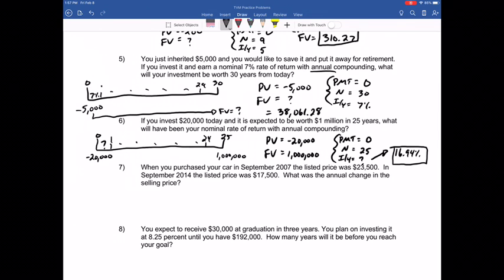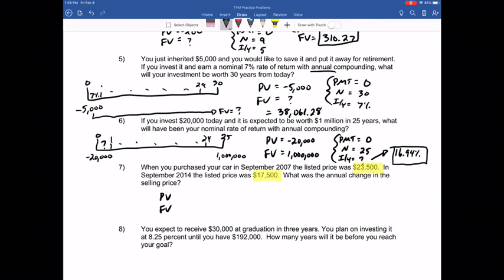Number 7. When you purchased your car in September 2007, the list price was $23,500. In September 2014, the list price was $17,500. What was the annual change in selling price? So once again, I'm solving for that growth rate, or that IY, in the change in the price. The one thing that's important to notice is that it went from $23,500 down to $17,500. So in this particular case, the value has decreased, meaning that I should receive a negative IY, or a negative annual change when I do my calculations.